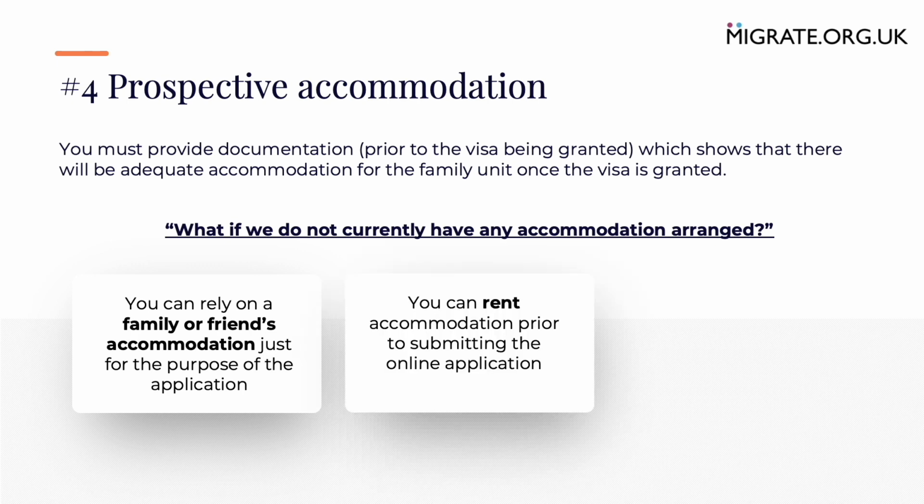The second option, if the applicant or sponsor do not already own UK accommodation which can be relied on, is to rent accommodation. There are a few things to note about this. Firstly, the Home Office guidance does not state anything about a required minimum tenancy period. Rather, what matters is that there will be adequate accommodation for the family unit once the visa is granted.